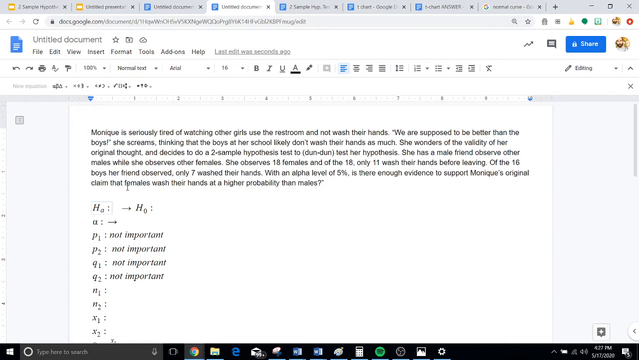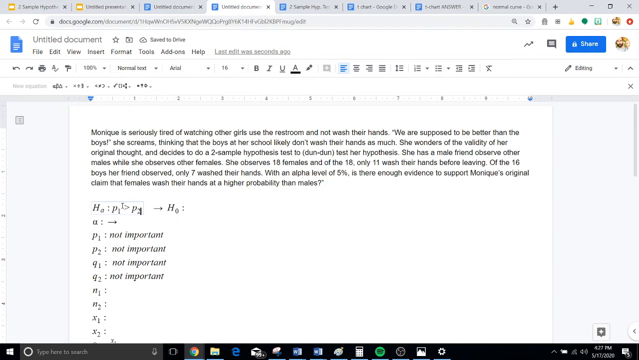You can see right here that it says she believes that females wash their hands at a higher probability than males. Well, if we refer to females as 1, we can say that the probability of sample 1, which is females, is going to be greater than the probability of males.